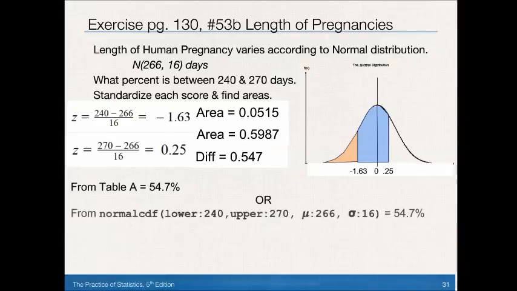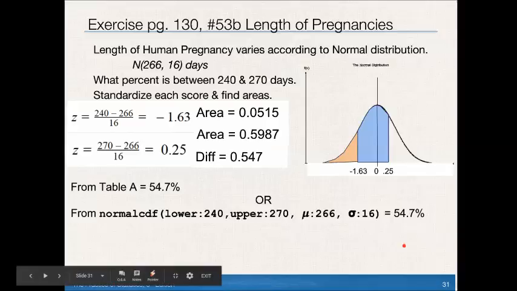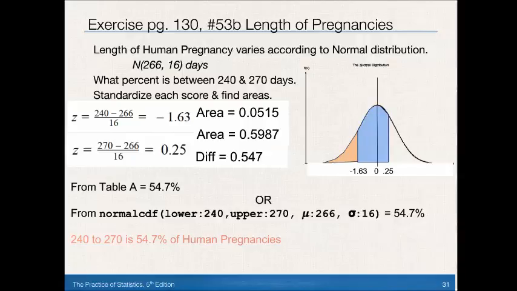Or if you use the technology, you should have put the lower as 240 and the upper as 270, mu of 266 and sigma of 16. That comes out to 54.7% also. It shows 0.547. And don't forget to answer the question for that.